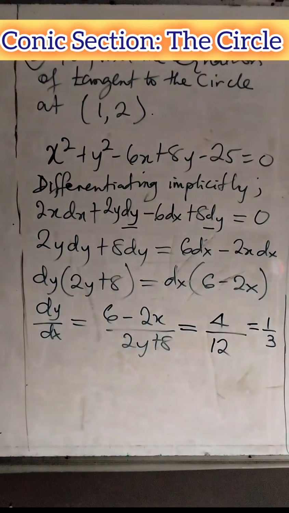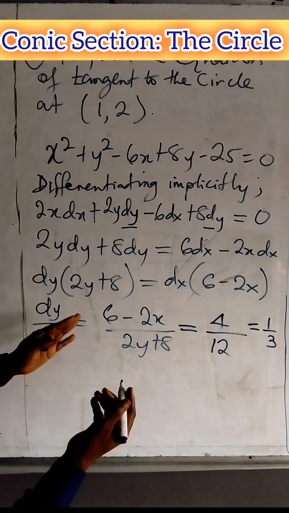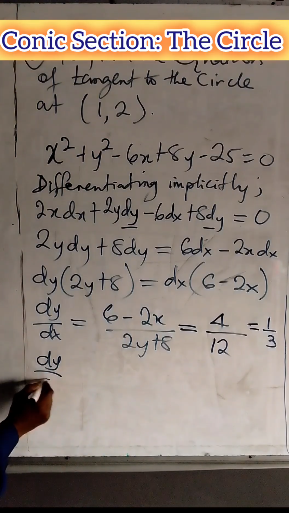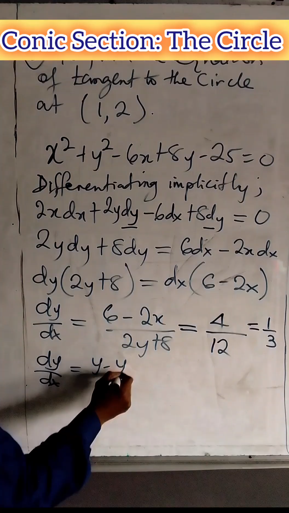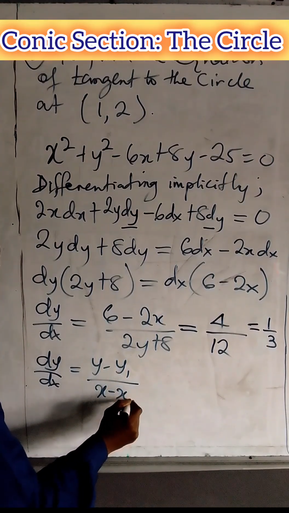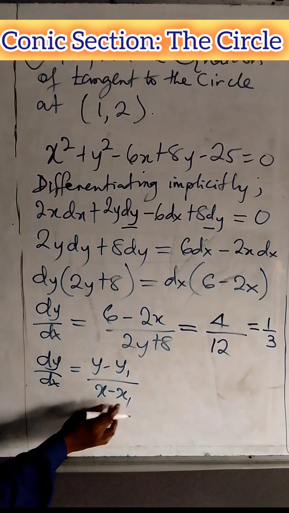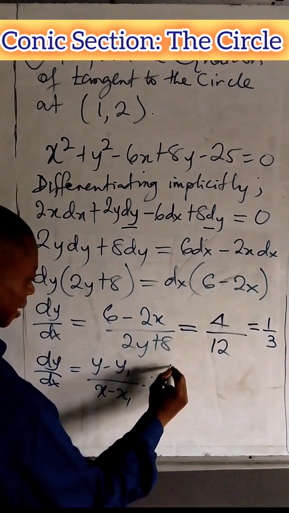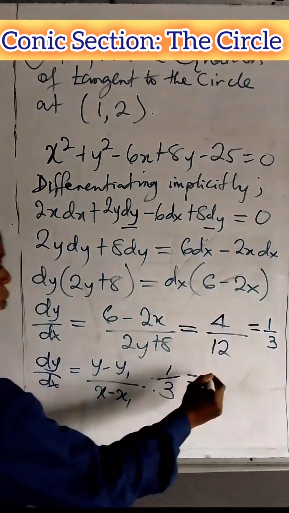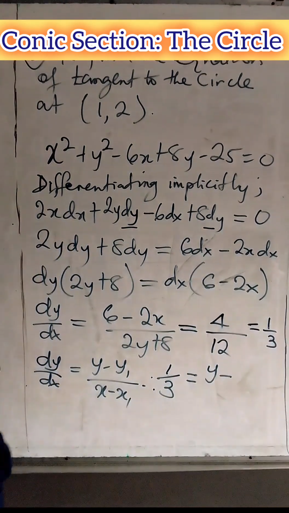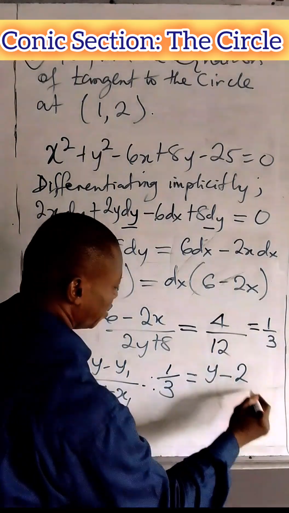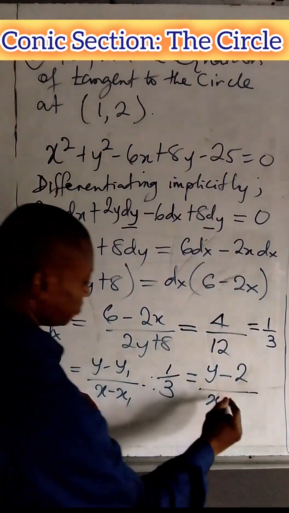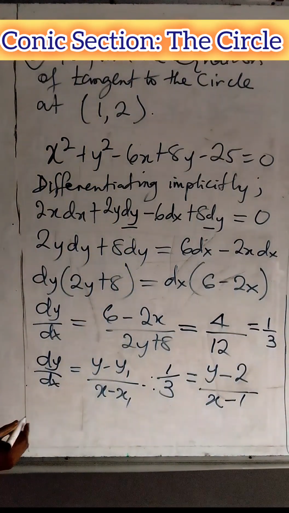Now the equation of the tangent that touches the circle at this point will be obtained from this. Our dy dx equals y minus y1 over x minus x1. x1, y1 is this point. So the gradient will have a differential value. Therefore, 1 over 3 will now become y minus our y1 there, which is 2, over x minus x1, and our x1 there is 1. So cross multiply, the answer will come out.